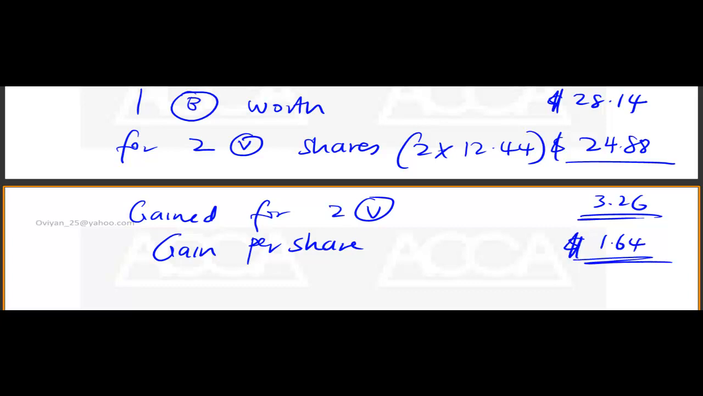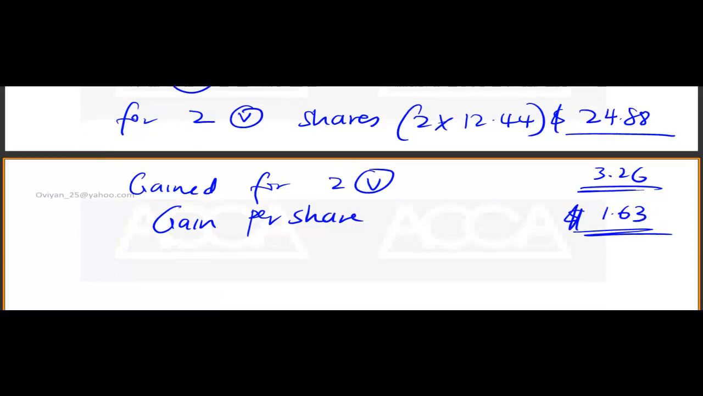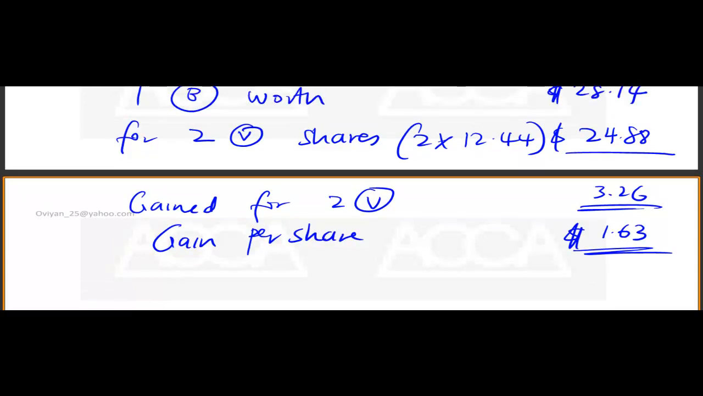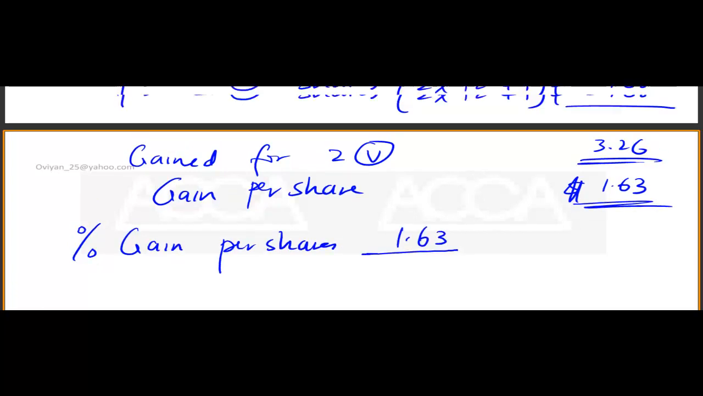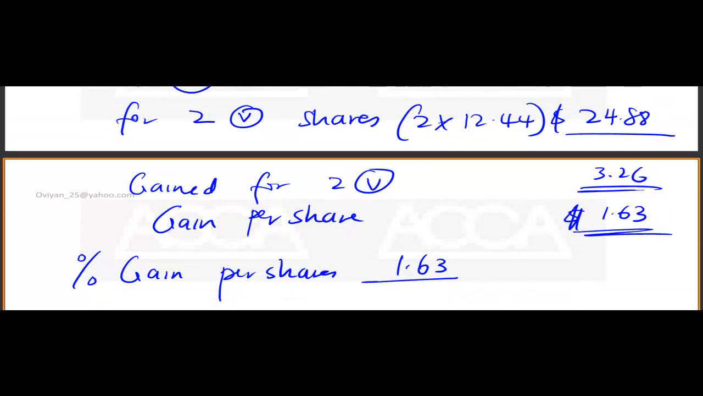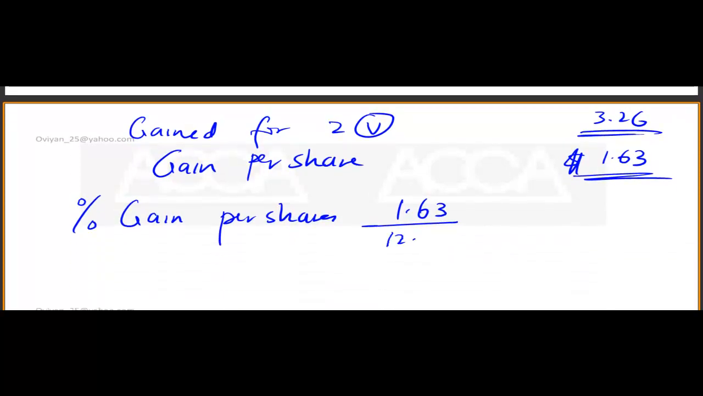Divide by 2, sorry, 1.63. Yeah, it's going to be 1.63 per share. Now, what I can say here is that the percentage gain per share this time round is 1.63 over your share price. What's your share price? Yeah, 12.44. I hope you still remember this one.